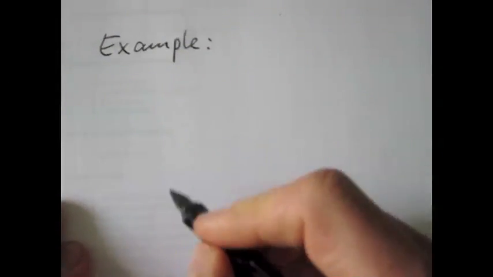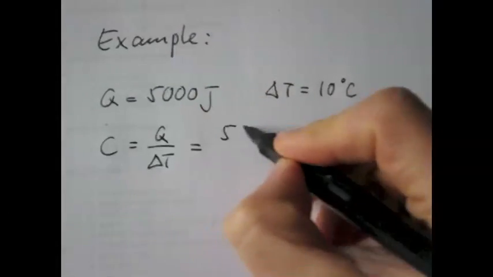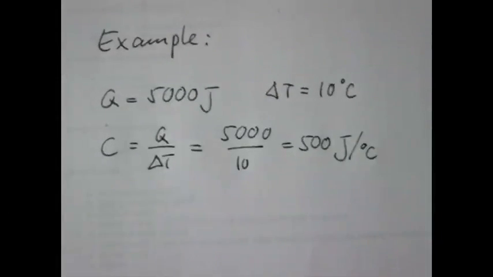So here is an example. Say you have a piece of rock and you take 5,000 joules to heat it up by a temperature difference of 10 degrees Celsius. Then the heat capacity of this piece of rock would be C equals Q divided by delta T. That would be equal to 5,000 divided by 10 degrees Celsius. So that would make 500 joules per 1 degree Celsius.